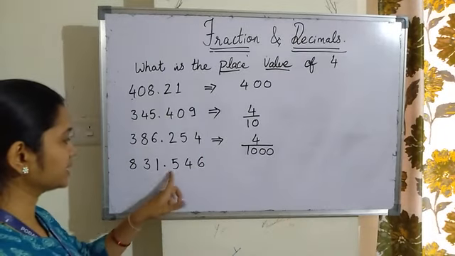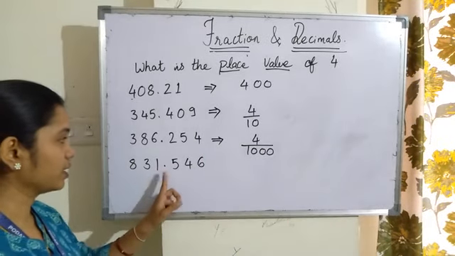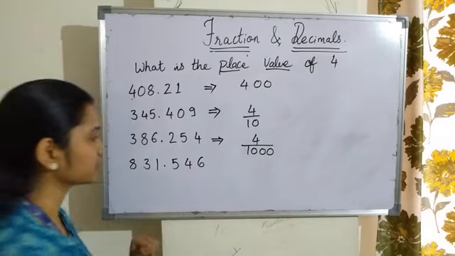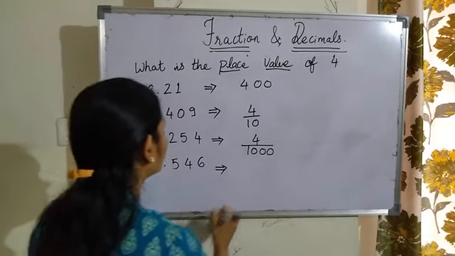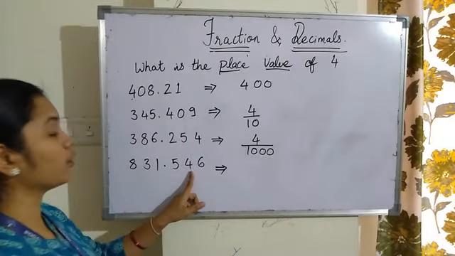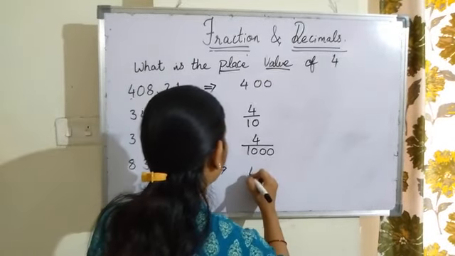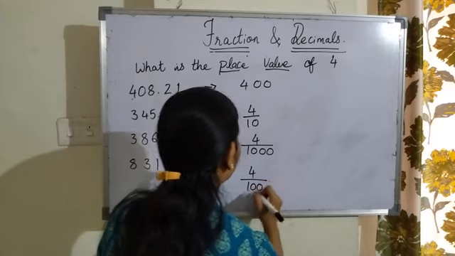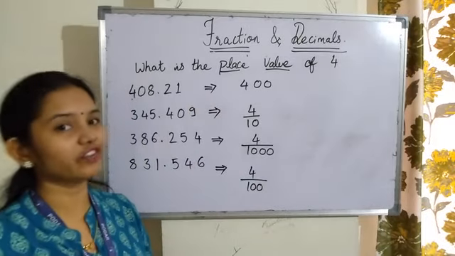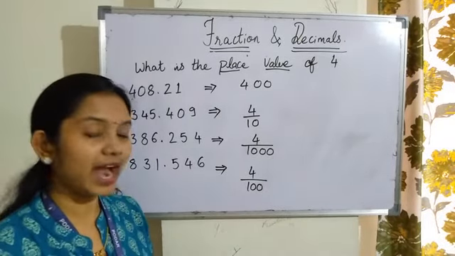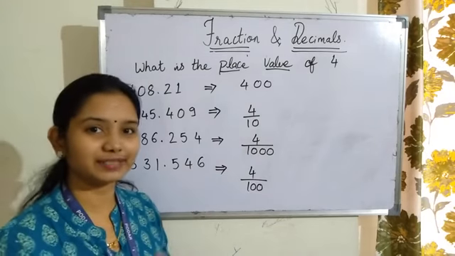Okay. In this number 831.546, what will be the place value of 4? 4 is in the hundredth place. So 4 by 100. So in this way we can write the expanded form and place value of the given decimal numbers.